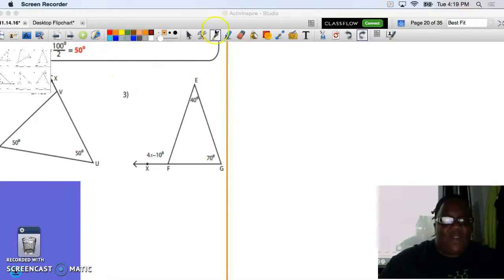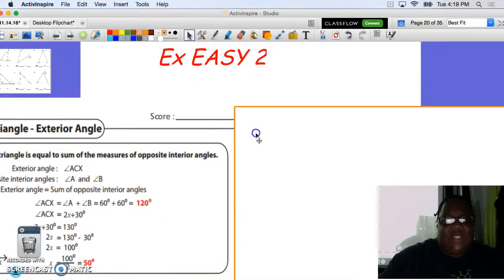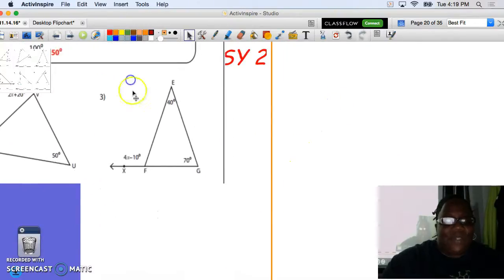I last left off on, what page is this? Oh, exterior easy number 2, and I'm going to do number 3 and number 4, okay?